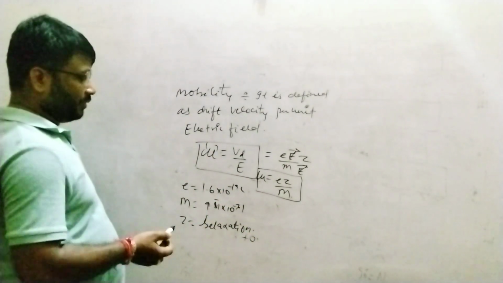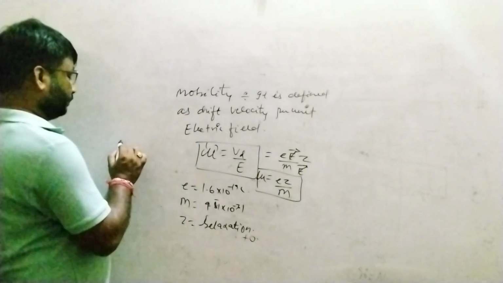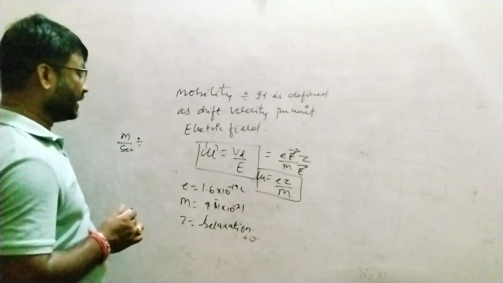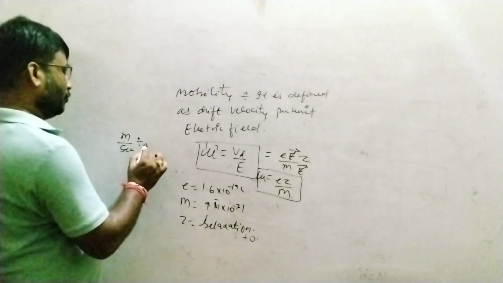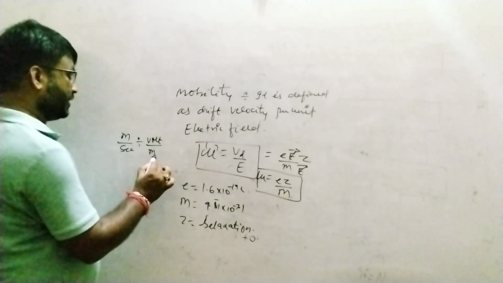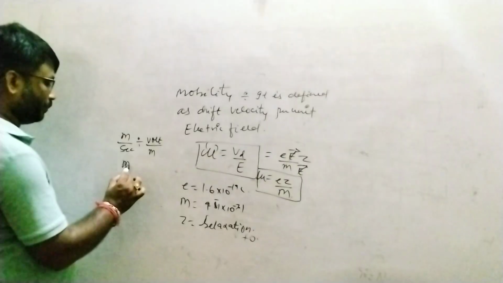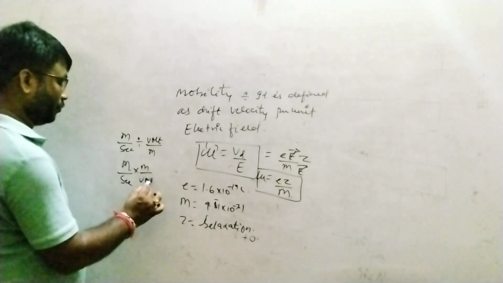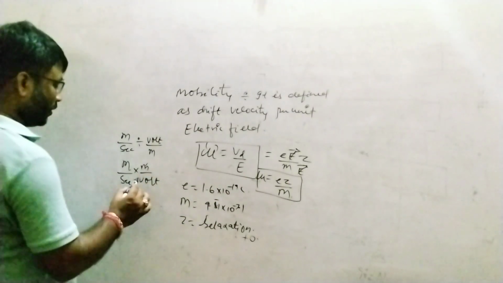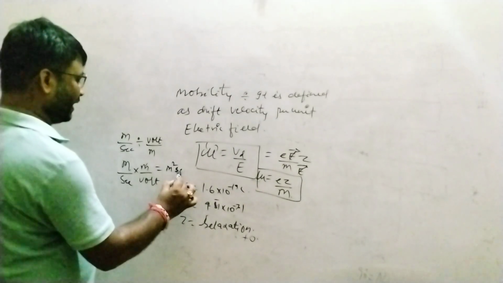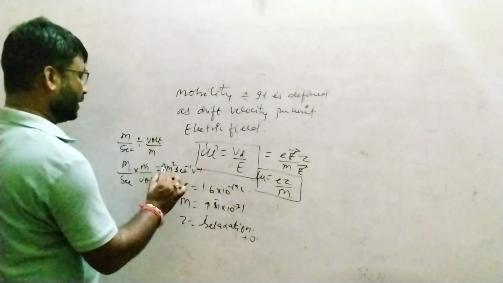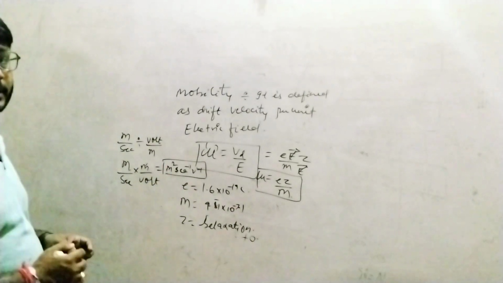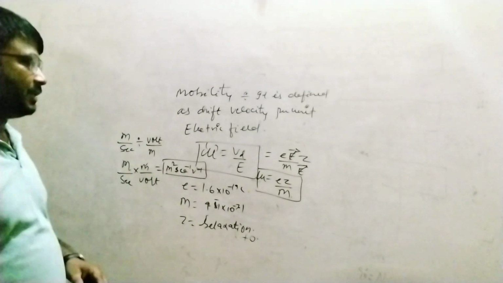If we talk about the unit of drift velocity, velocity unit is meter per second, and it is divided by electric field. Electric field is given by volt per meter. So if you divide this, you will get meter per second into meter by volt. You will get meter square, second inverse, volt inverse. This is the unit of mobility.